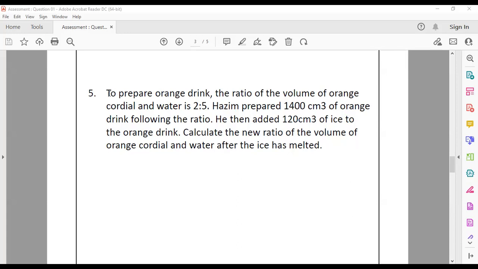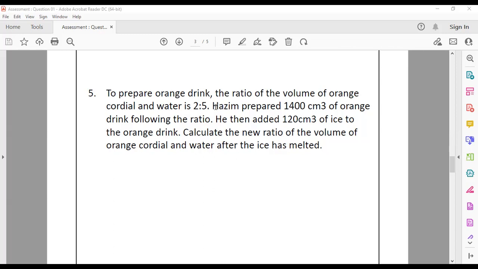The question says that to prepare orange drink, you guys have a party, you prepare orange drink, right? The ratio of the volume of orange cordial, I hope you know what's cordial? Okay, cordial to the ratio of water is 2 to 5. Guys, it means if he puts 200 milliliters of cordial, he's going to pour 500 milliliters of water into it. Do you understand that? And you know what volume is? Volume of water can be calculated as volume.